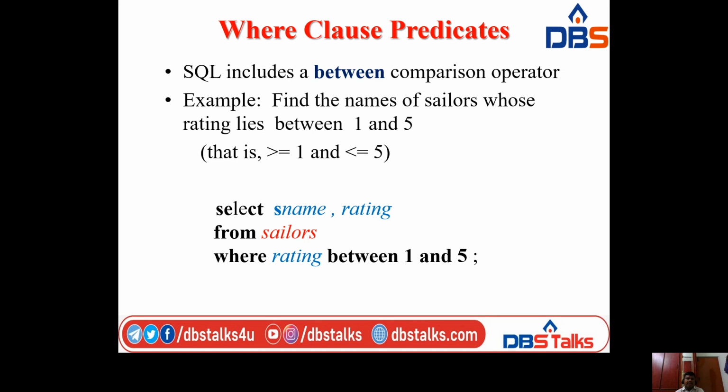Now this is the example: select S name, comma rating from sailors where rating between 1 and 5. It displays the S name and rating. If the rating is 1, it is displayed. If the rating is 5, it is also displayed. Between 1 and 5, the values 2, 3, 4 are displayed too. Here 1 and 5 are both inclusive.